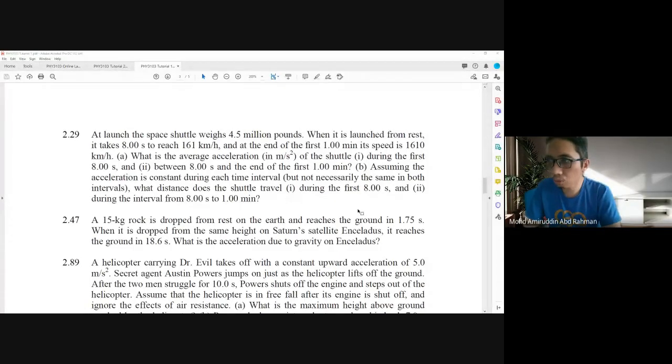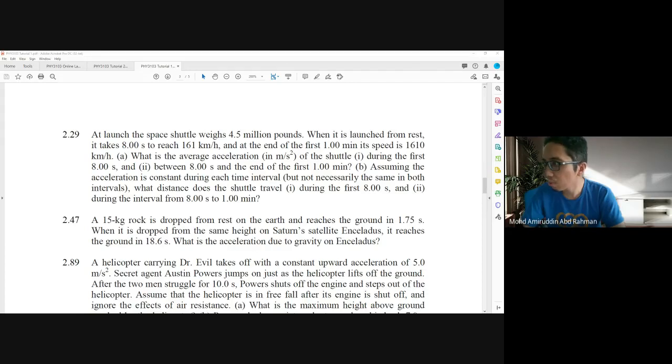All right, so 2.29. I will also give you the answer. For A, what is the average acceleration in meters per second squared of the shuttle? You were already given that information, so you need to find the average acceleration.